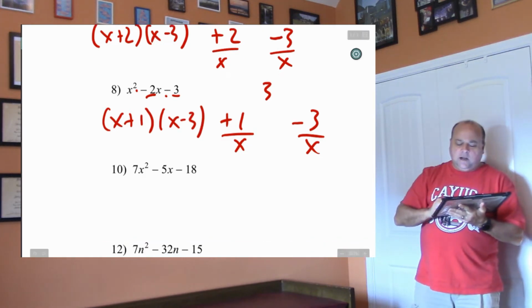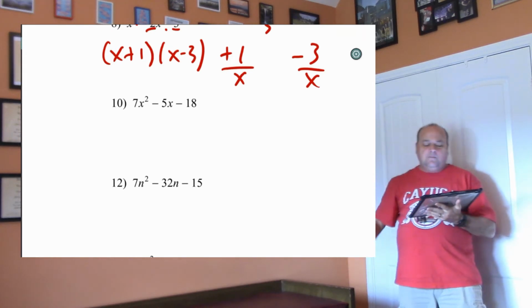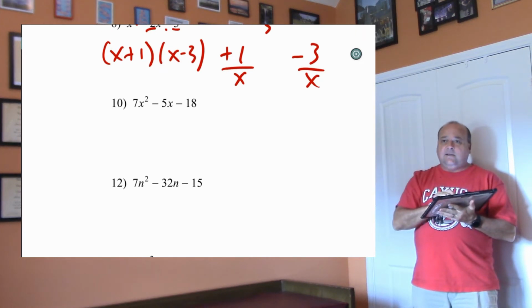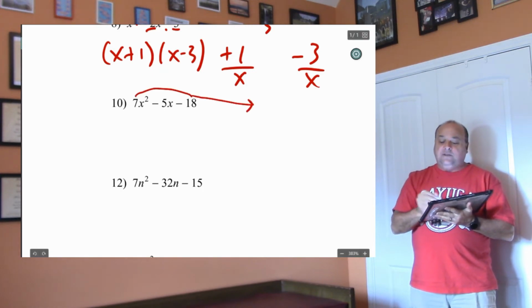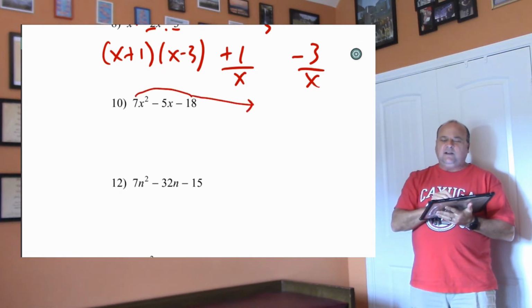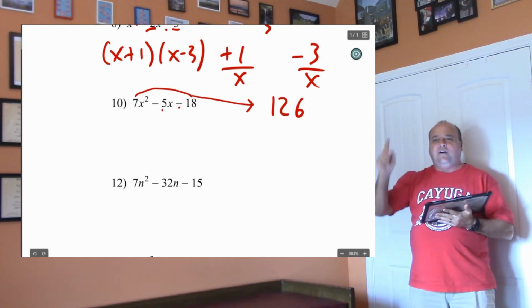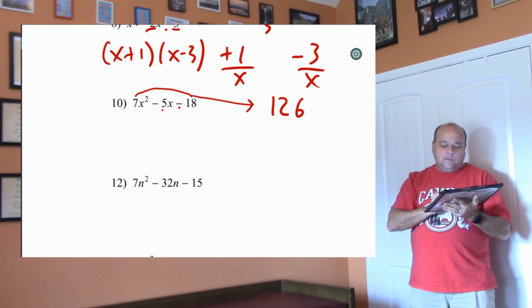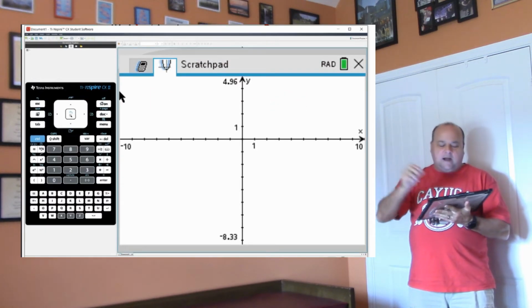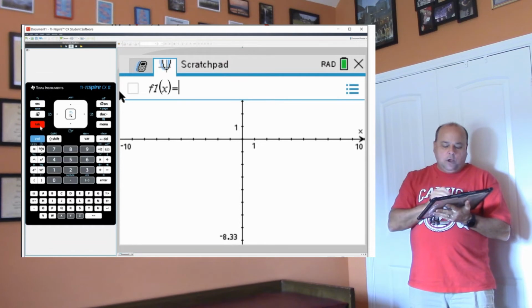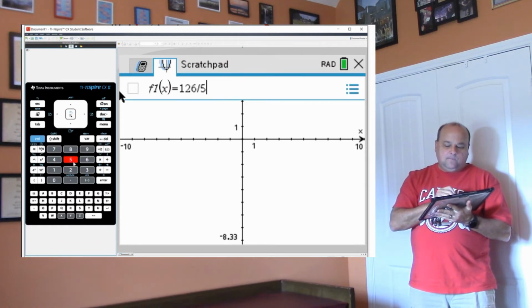Keep on going. Number 10, isn't this fun? Number 10, we can't take a 7 out because 5 won't divide by 7. So we've got to multiply, and this is going to get big. So 7 times 18 is 126. So we need the factors of 126 that subtract to give us 5. We'll probably need the calculator. So go to your calculator, go to graph. I'm going to hit the tab button. 126 divided by 5, or divided by x, I'm sorry.